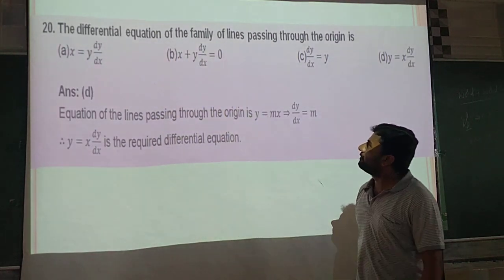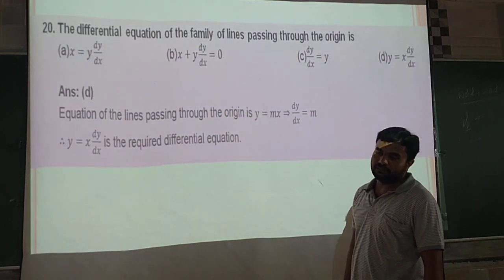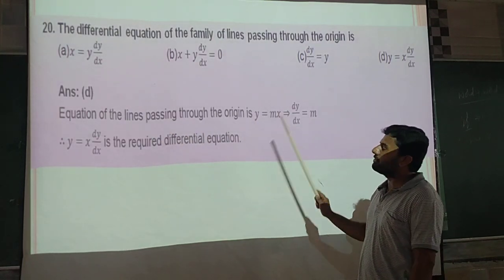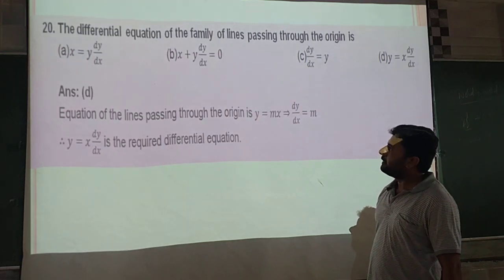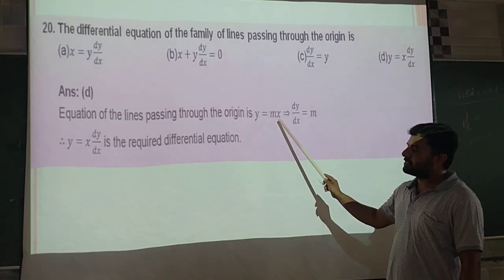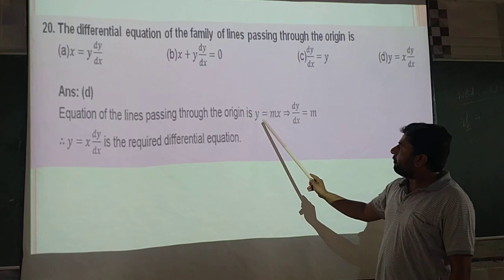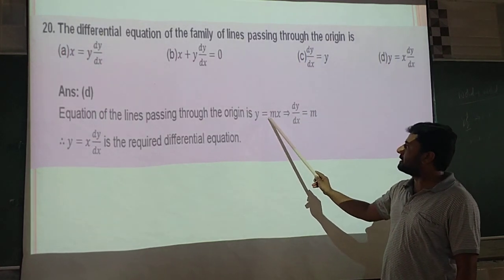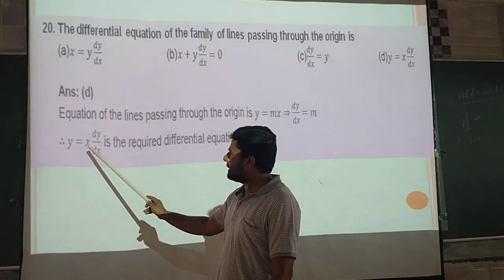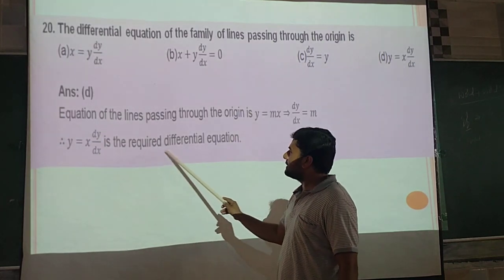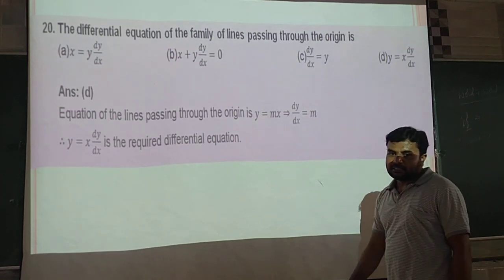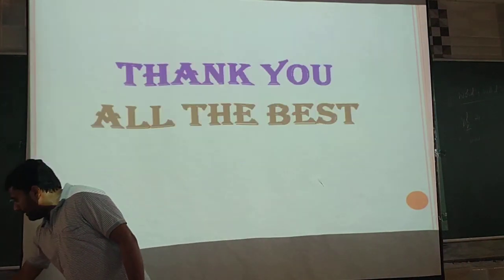The differential equation of the family of lines passing through the origin. We know y is equal to mx is the equation of a line passing through the origin. Here the arbitrary constant is m. To remove the arbitrary constant, we differentiate with respect to x. Differentiating y with respect to x gives dy by dx, which is equal to m, a constant that remains the same, and differentiating x gives 1. Hence, therefore, y is equal to x into dy by dx is the required differential equation after eliminating the parameter constant m. Okay, thank you.